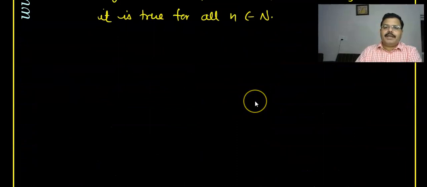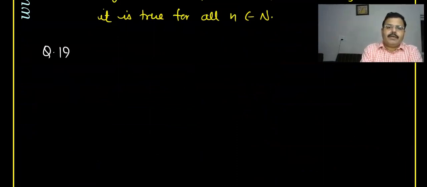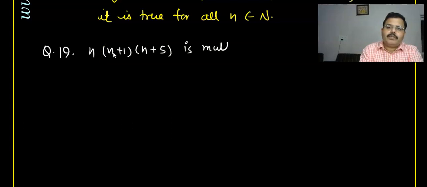Question number 19. So let us write question number 19. And what is that? n into (n plus 1) into (n plus 5) is a multiple of 3. This is what you have to prove.